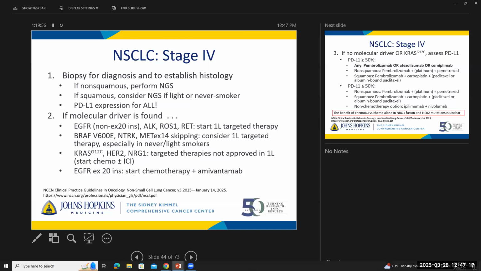Our EGFR and our ALK positive patients, they start targeted therapy first, okay? So if you are EGFR positive or ALK positive, I don't care what your PD-L1 expression is. I don't really care what your histology is. If you have an EGFR mutation or an ALK mutation, we're going to start you on that targeted therapy, okay?